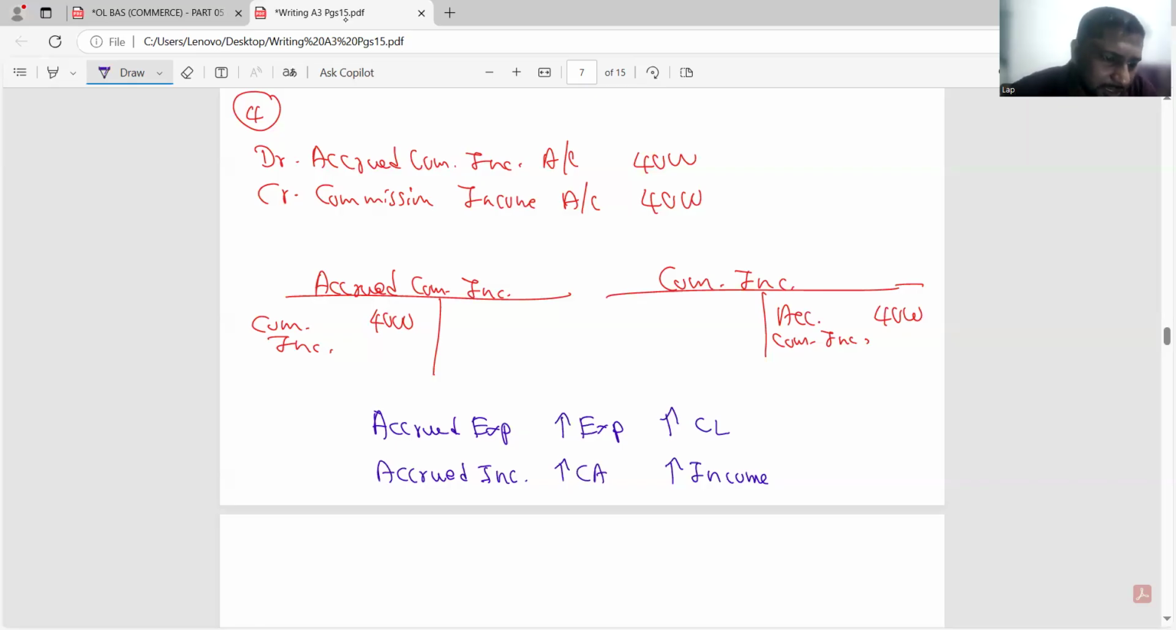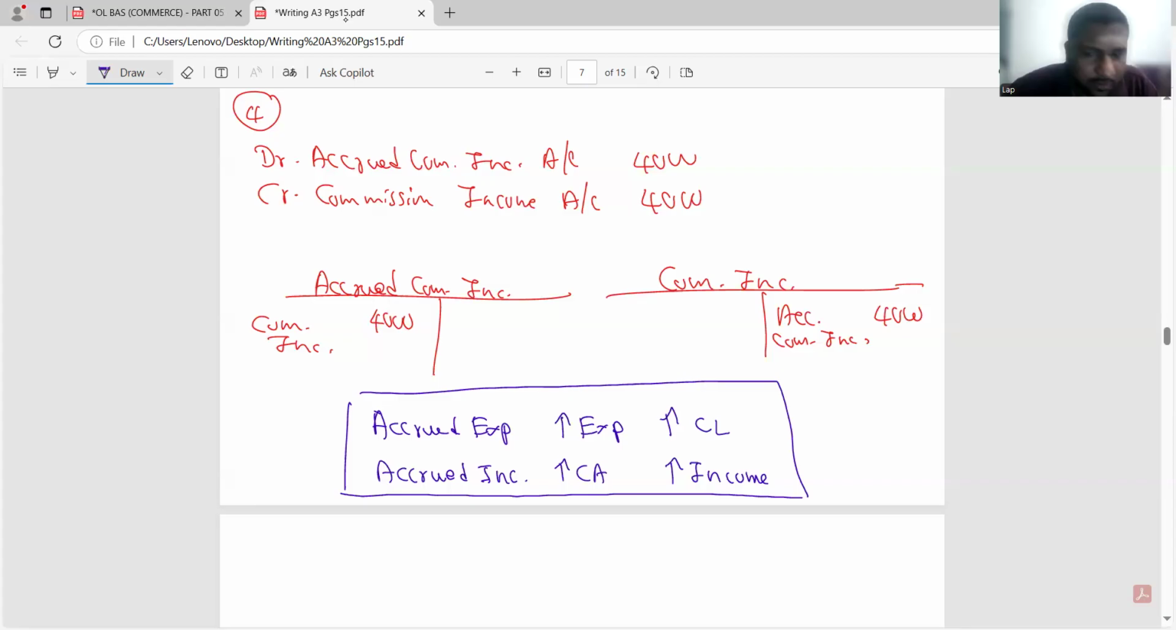So this is the last summary of what we studied today. We completed 2 adjustments. Accrued expenses: increase the expense, debit the expense, increase the current liability, credit the liability. Accrued income: increase the income, that means credit the income, increase the current asset, debit the relevant asset.